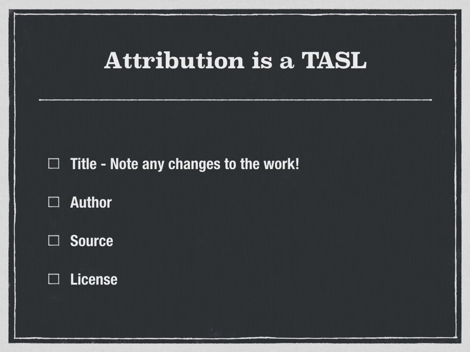Give the author's name, spell their name correctly, but you don't have to worry about italicizing or underlining or what type of font you use. Just indicate the name of the author. The source of the work. Note where you found it so that other people can go back to the original source and find it too. And the license. Note what kind of Creative Commons license the original work has.